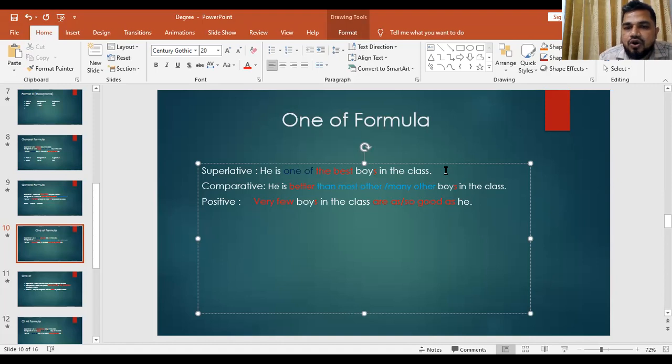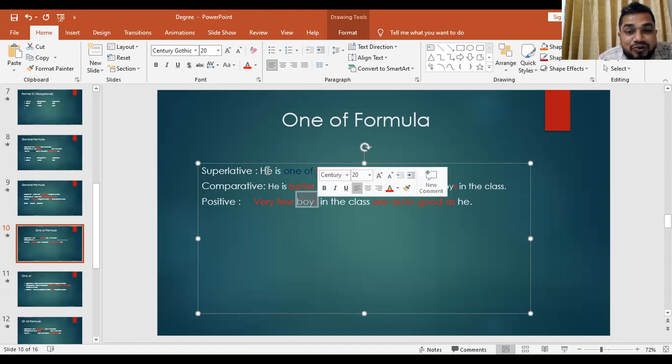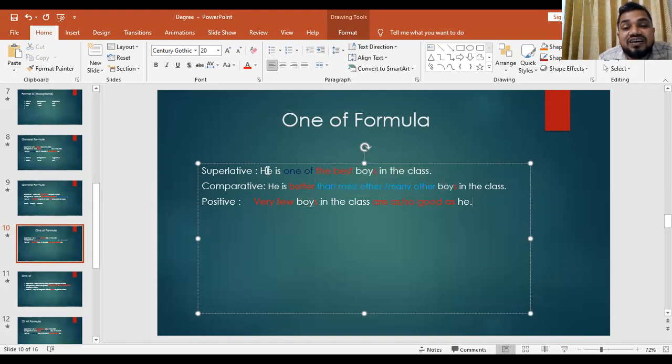In the class. Okay. Now you are writing not is, but are. Why? Because boys is a plural noun. So you are writing are, not is. And after are, as good as you, or so good as you. And that's all about the one-of formula.